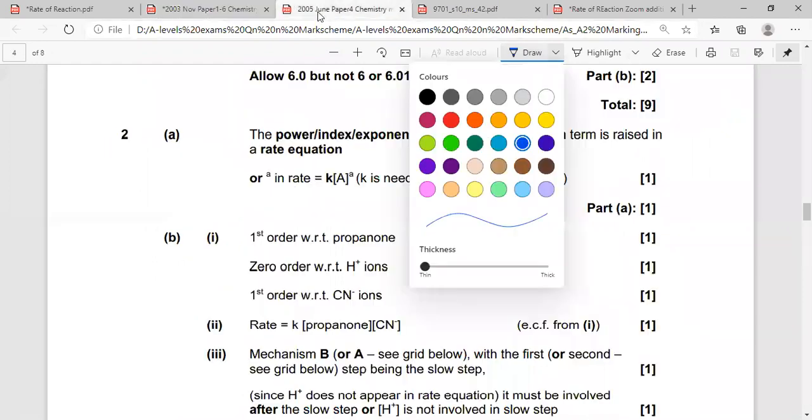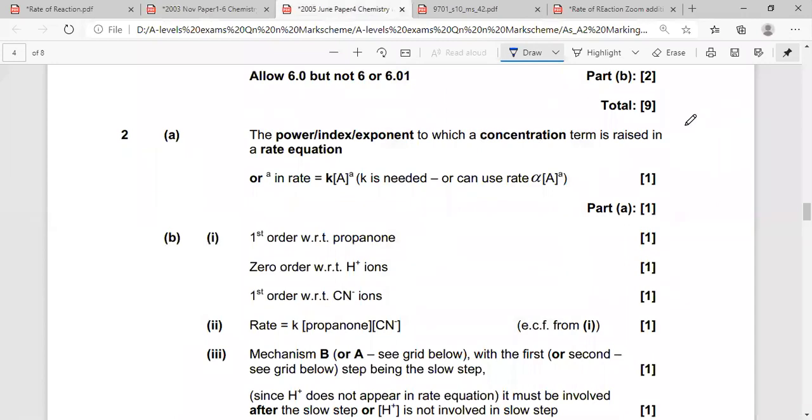Now, the definition here. The power, first mark. Here they underline the three important things. Number one is the power or the index, or exponent, to which a concentration, of course, better still, of reagent or reactants, is raised, of or in a rate equation. Now, if you really can't remember, because your English is not too good, you can put the equation instead: rate is equal to k times the concentration. The k is needed. Or you can use proportional, but normally k is better.